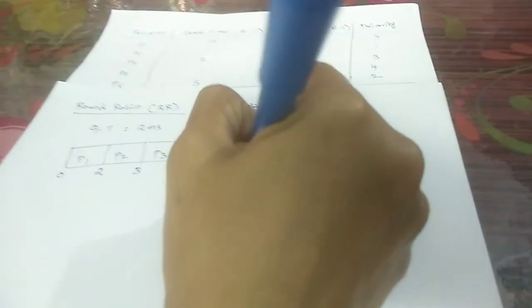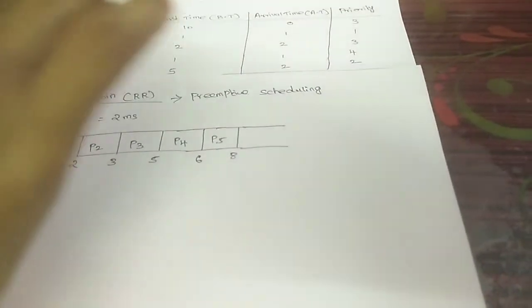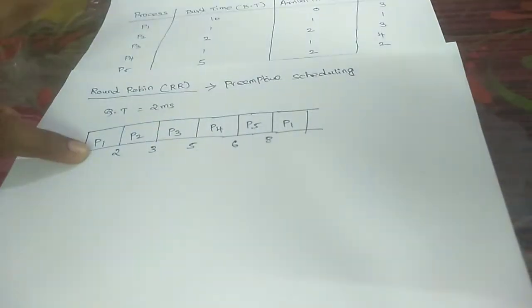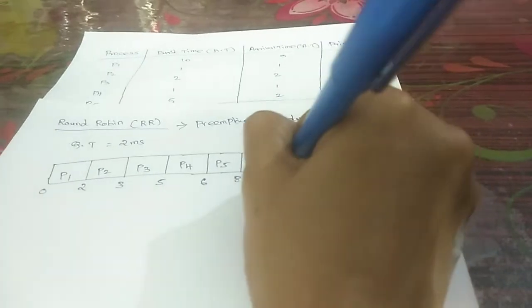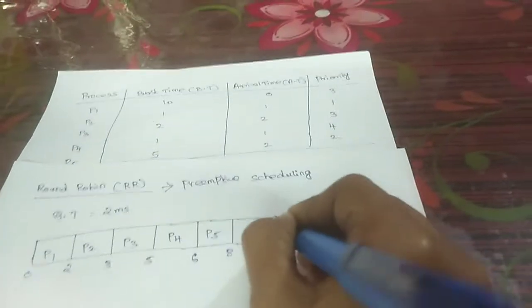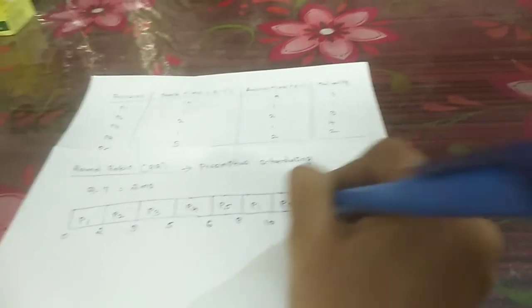Next, P5 enters. It has a burst time of 5, so it executes for 2 milliseconds, that is 8. After this, one cycle of execution is completed. Next, we go for the next round, that is P1. P1 has 8 milliseconds remaining; only 2 milliseconds are over. So P1 executes until 10, and P2, P3 and P4 have already completed. The remaining one is P5, so P5 enters and works for another 2 milliseconds. So it will be 12.